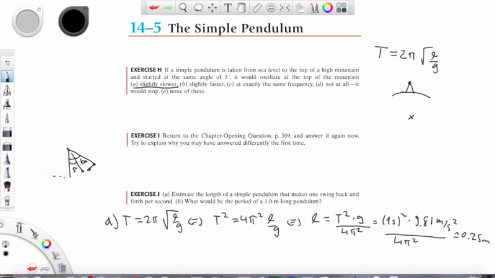Then part B, what would be the period of a 1 meter long pendulum? So the period would be 2π times the square root of L over g, which is 2π times the square root of length 1 meter divided by 9.81 meters per second squared. And this turns out to be quite exactly 2 seconds.